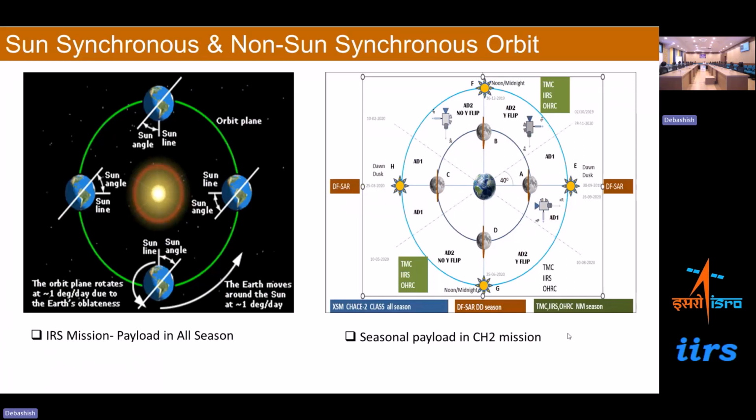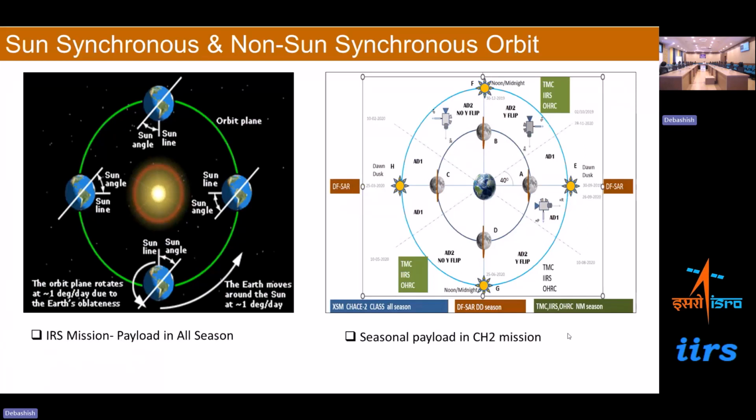But if you go to Chandrayaan-2, it is not so, because this orbit is not sun-synchronous. Sometimes the sun is along the orbital plane, sometimes it is at 90 degrees to the orbital plane. All kinds of variations are there. So for a Chandrayaan type of mission, when you plan for a payload, it is a seasonal payload. In some seasons we can do the optical payload, in some seasons we cannot.